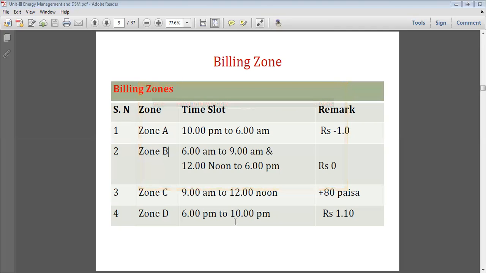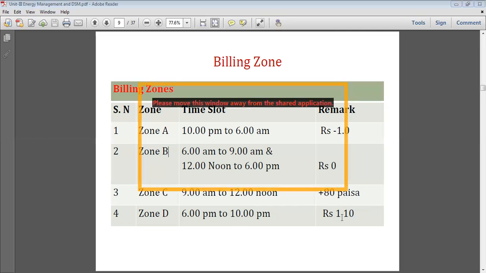And zone D is 6 p.m. to 10 p.m. This is the peak demand, and during the peak demand you have to pay more electricity charges, an additional 1 rupee 10 paisa in the basic rate. So these are the points which we have considered.